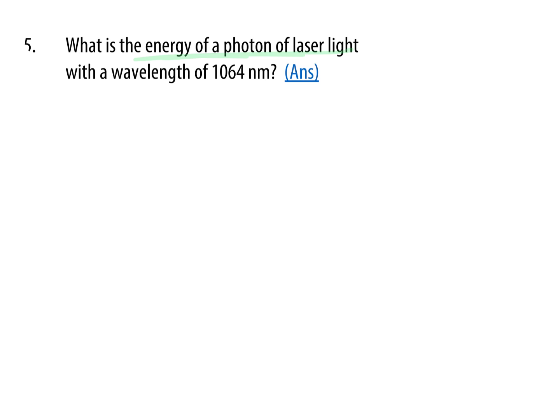And again, our given information now is wavelength. Wavelength, that's the variable lambda. Energy of a photon, that is E photon. And so the equation that we want to go to is E photon is equal to h nu is equal to hc over lambda.